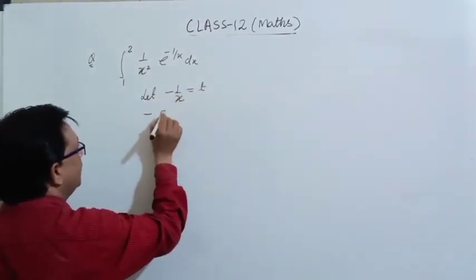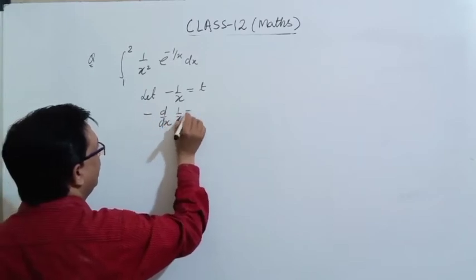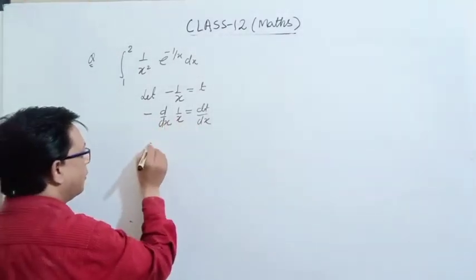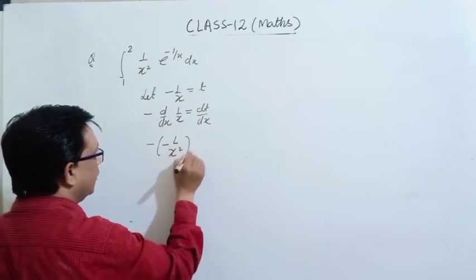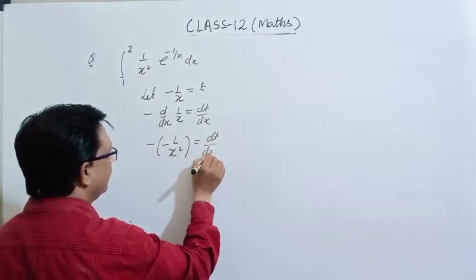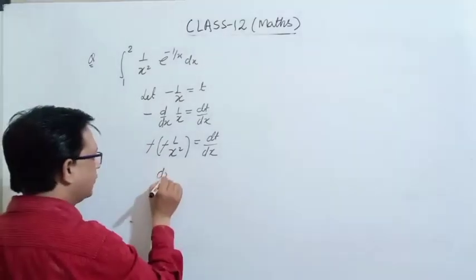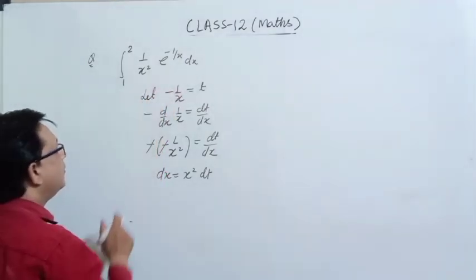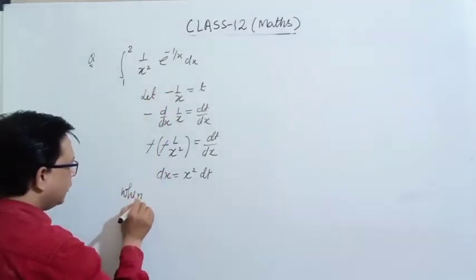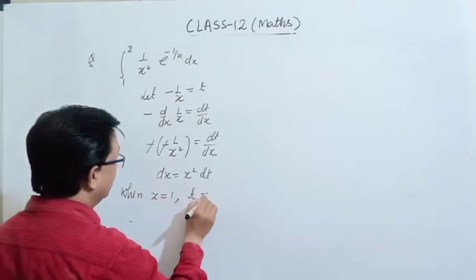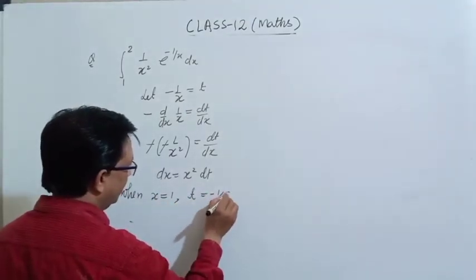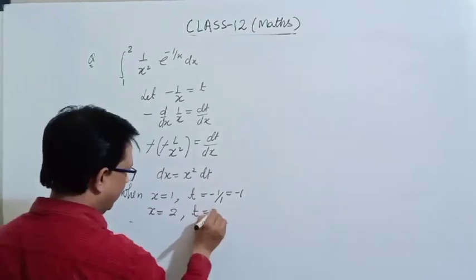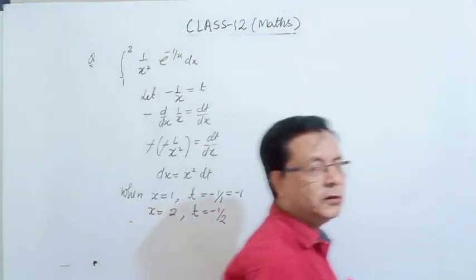Now differentiate. The derivative of minus 1 upon x is plus 1 upon x square, which is equal to dt by dx. So x square cancels out, and dx is equal to x square dt. We also change the limit. When x is equal to 1, t is equal to minus 1 by 1, which means minus 1, and when x is equal to 2, t is equal to minus 1 by 2.